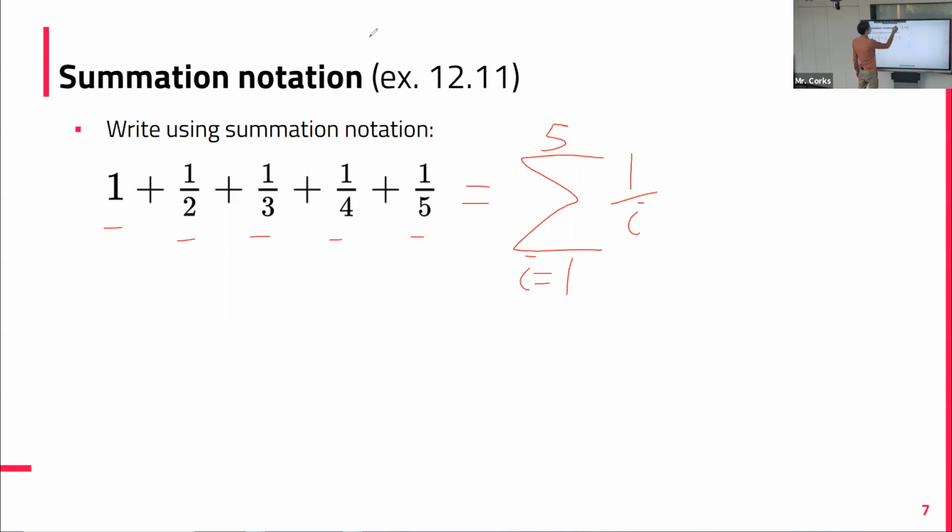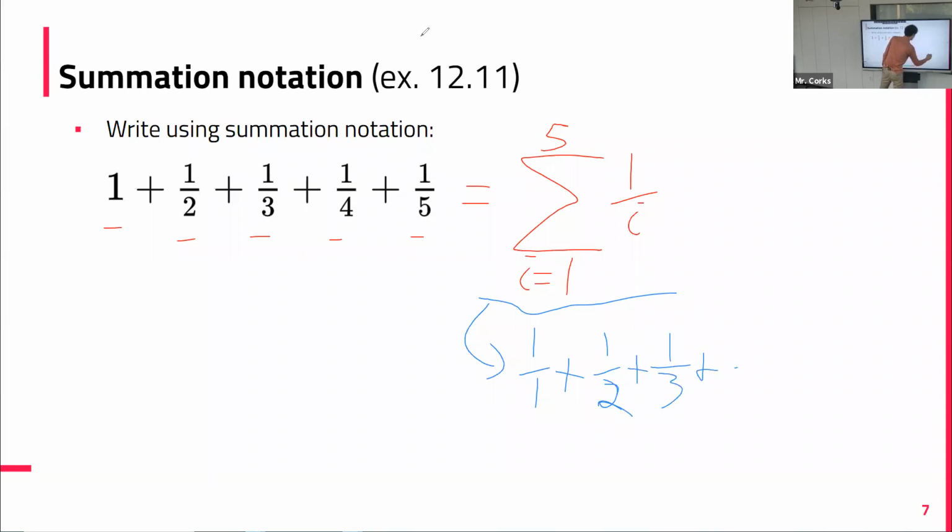If we want to make sure that we have this correct, just evaluate a few of the terms. So 1 over i when i is equal to 1, that's 1 over 1. When i is equal to 2, that's 1 over 2. And then we can kind of easily see the rest of these. 3. 1 over 1 is just 1. So, okay, it's the same thing. We got our answer right.